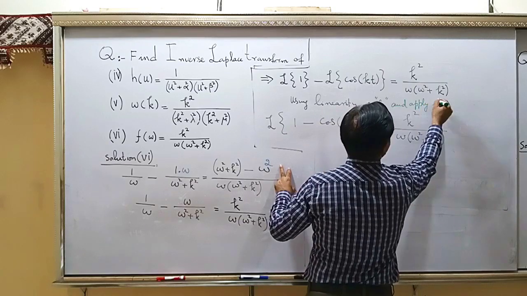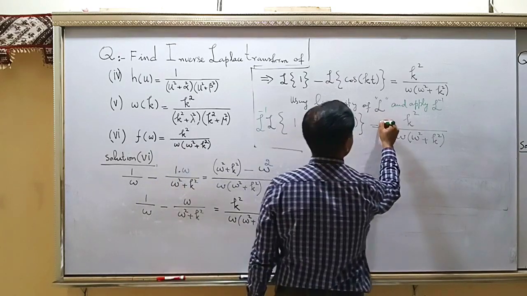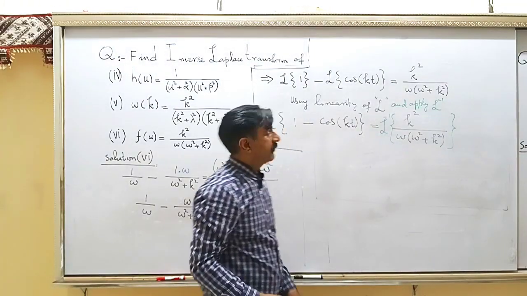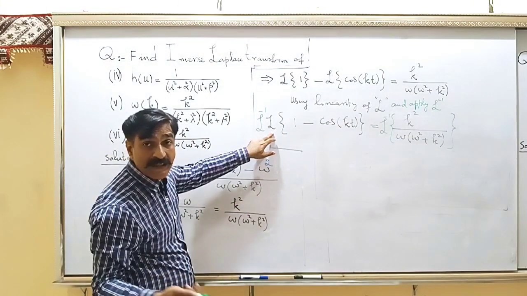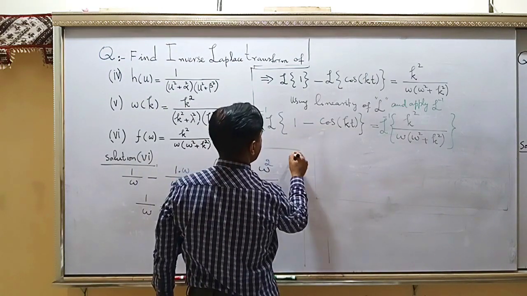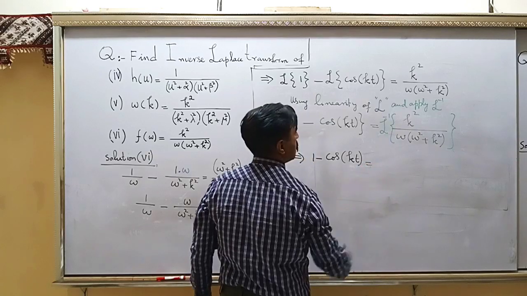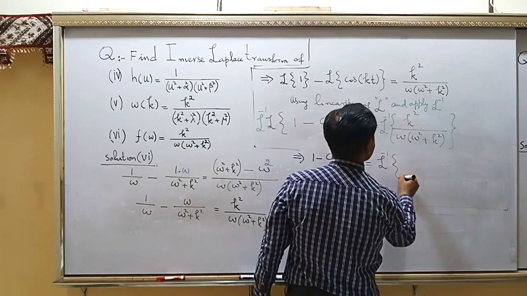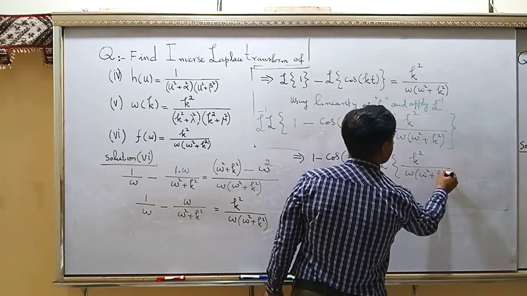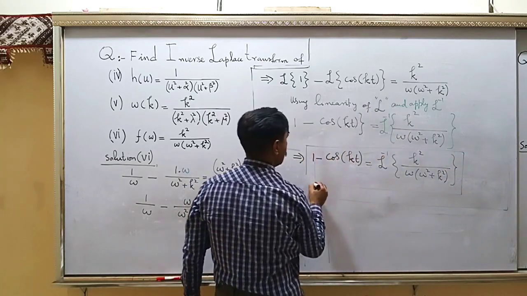Let us now apply L inverse, meaning take the inverse Laplace transform. So L inverse here and curly bracket to show the action of L inverse, right? And this L inverse L is the identity and it will give you the same function, no change in it. So 1 minus cos of kt is equal to the inverse Laplace transform of k square over omega into omega square plus k square, right? This is the inverse Laplace transform of your given function.